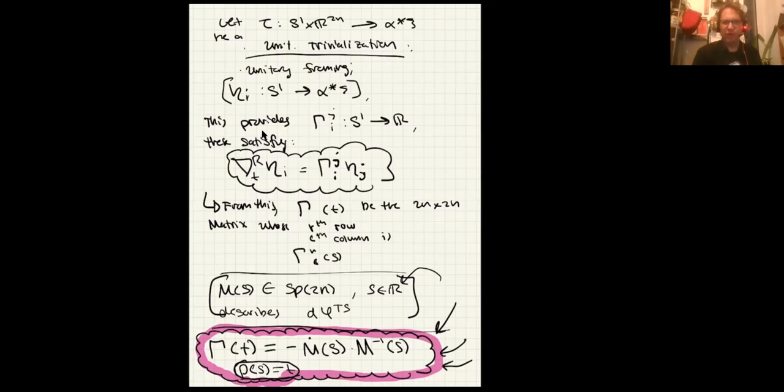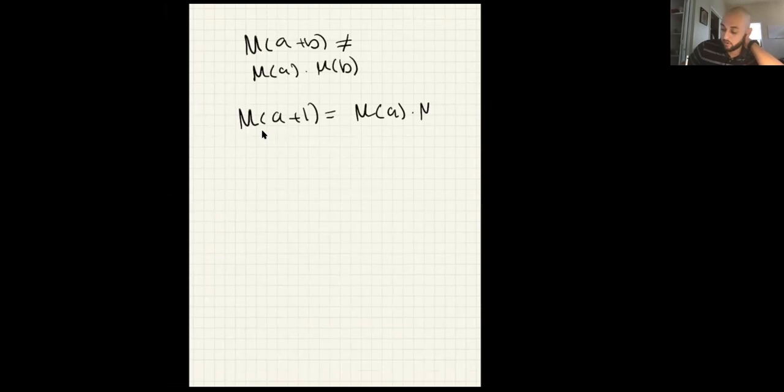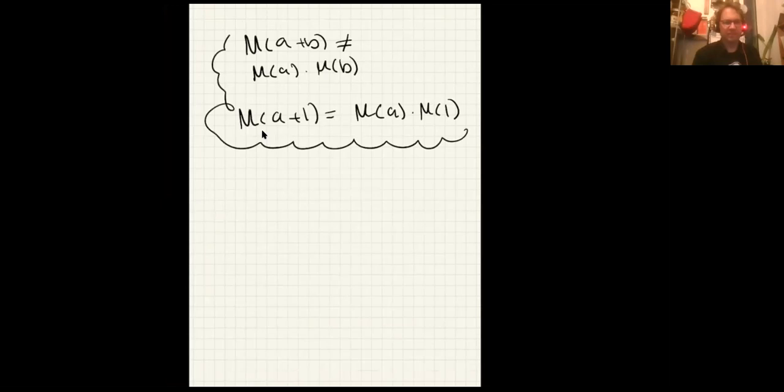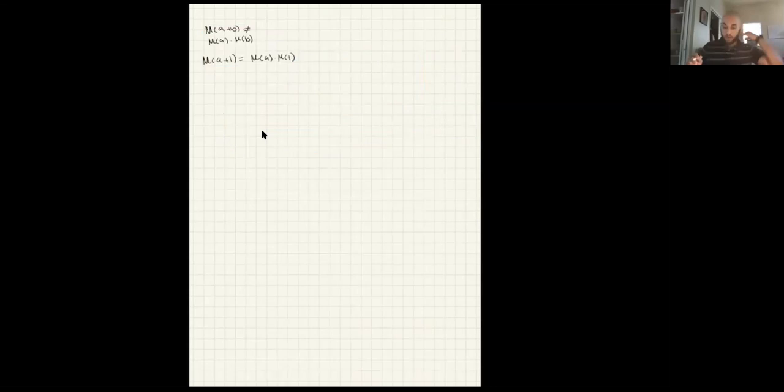That's right. It's not always the case that M of A plus B is M of A times M of B, but it certainly is the case that M of A plus one is M of A times M of one. And that's how you would prove something like that. Just undo that. Does anybody need me to go back to the previous screen? Maybe not. So we basically have everything we need. We've belabored this too much.